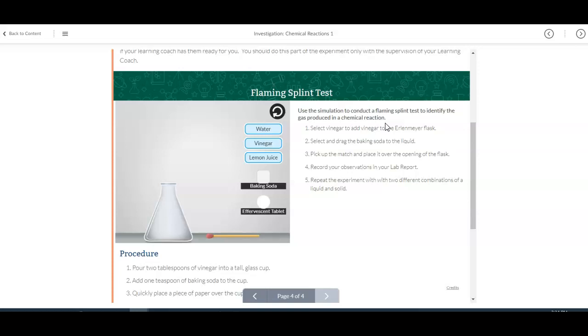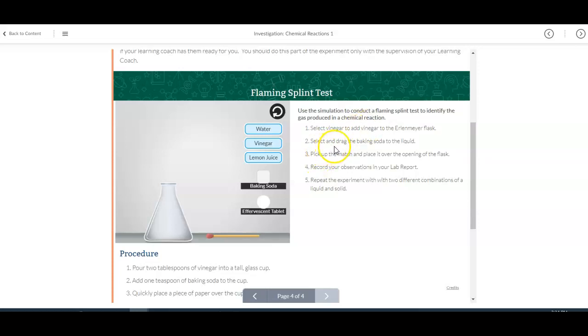So what we saw in the video was that with O2, the match reignited. So the flame, it was flammable. With H2, hydrogen, the flame went out. And then with CO2, the flame went out. So that's our comparison here.